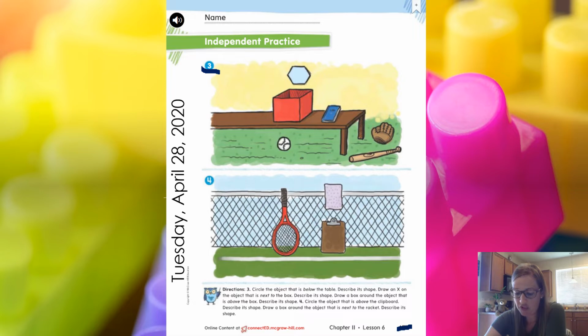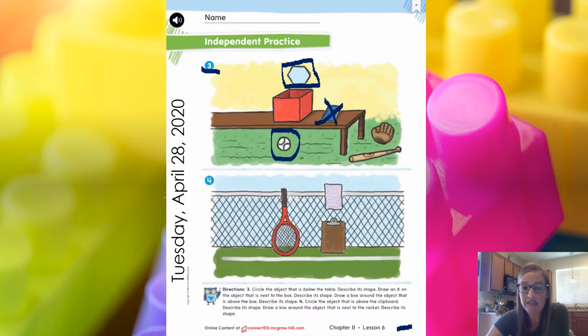So we were supposed to circle the object that is below the table, and the baseball's below the table. It's the shape of a circle. You were then supposed to draw an X on the object that is next to the box, and that was the book in the shape of a rectangle. And then it said to draw a box around the object that is above the box. And that was a hexagon. Remember, a hexagon has 6 sides and 6 vertices.